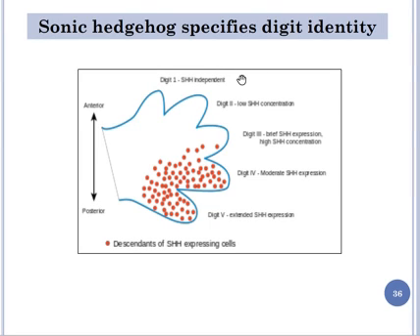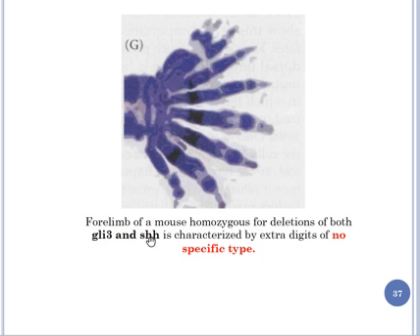So, as I explained in the last video, sonic hedgehog specifies the identity of each digit according to the concentration of sonic hedgehog in each of those digits. In one of the experiments done in mice, they made a deletion of either Gli3 or sonic hedgehog, and in both cases they found that the forelimb of the mouse has this kind of phenotype.